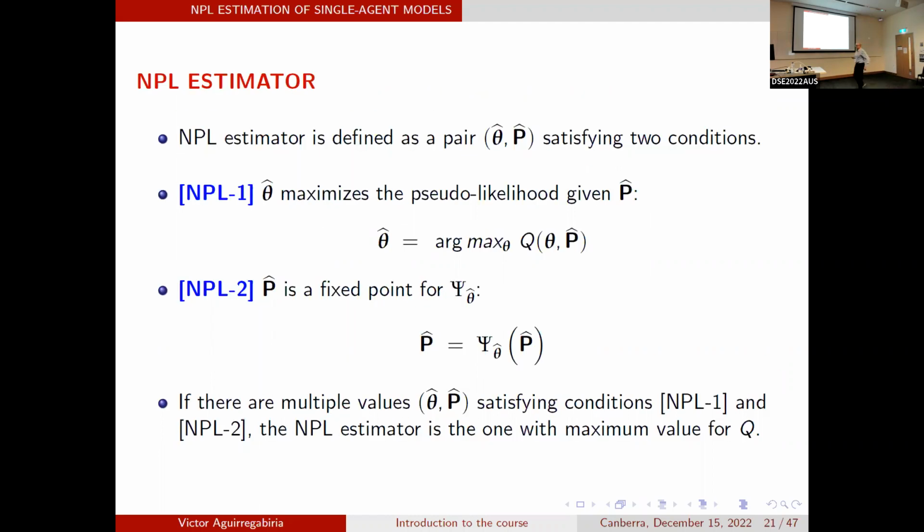Sure, please. Does that hold only at the optimum theta hat, or does it hold for any theta along the way? It holds at every theta along the way. As long as we are in the fixed point, in the P that is the fixed point for that theta, it holds all along the way. That's very important. Otherwise, it would be more like an asymptotic property, or a local property at the maximum. No, this is for every value of theta. Okay.